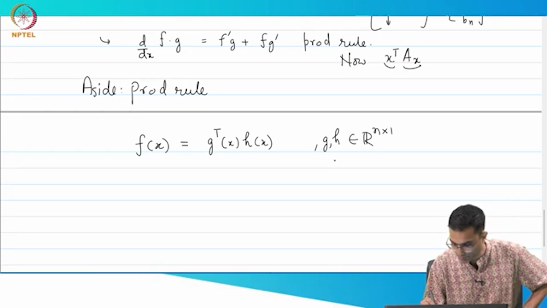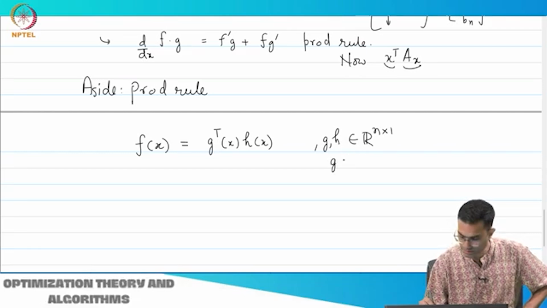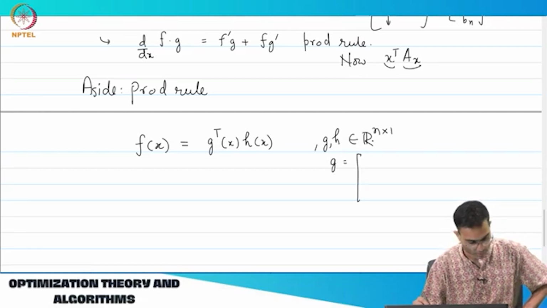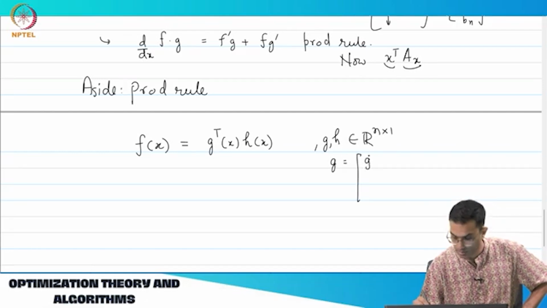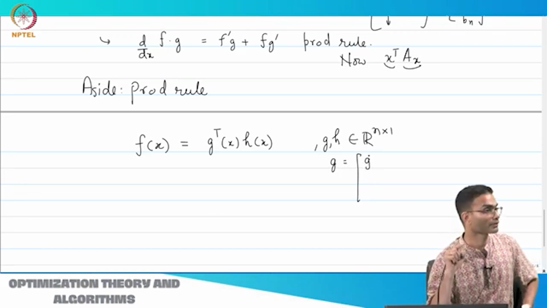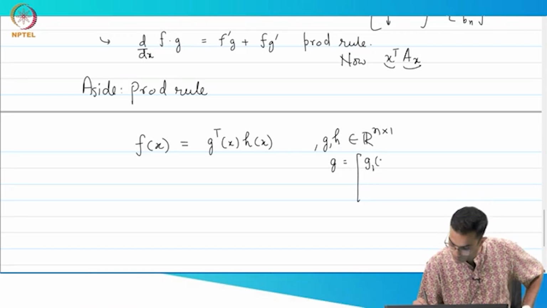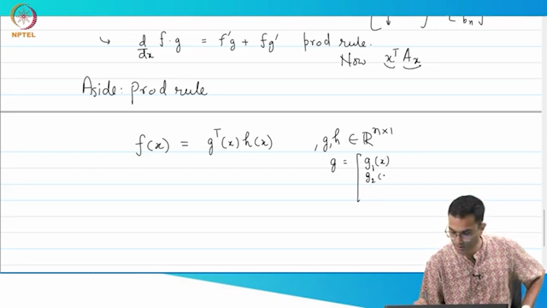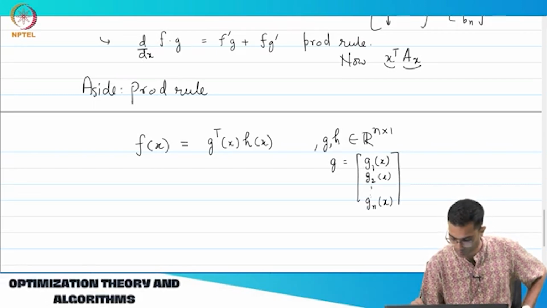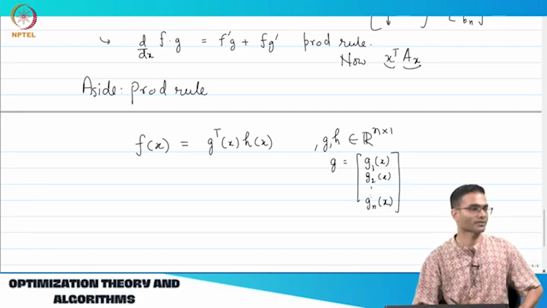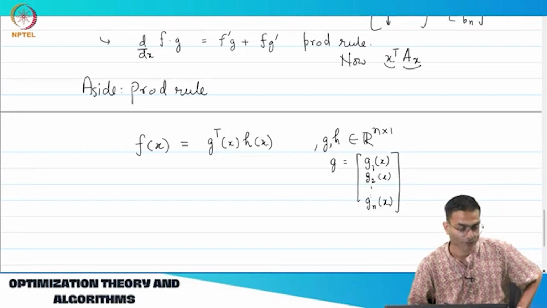Now, let us in particular look at g. Remember, g is an n-dimensional vector. So g is going to be g1 of x, g2 of x, and so on up to gn of x. This is the meaning of g.